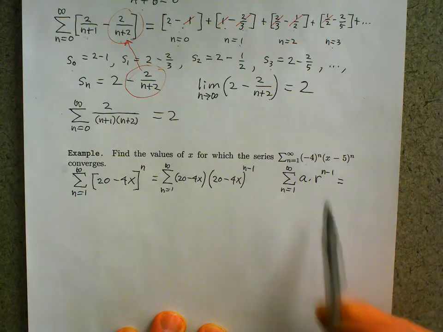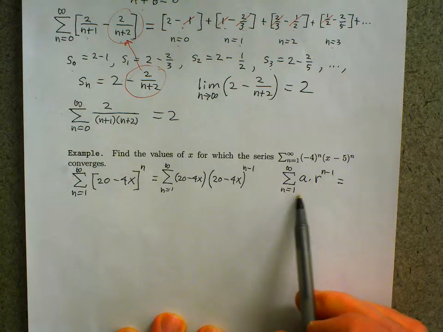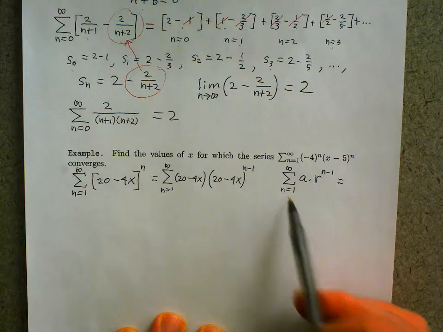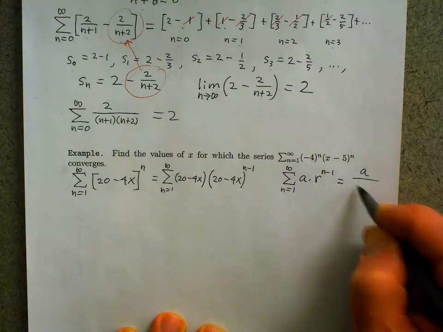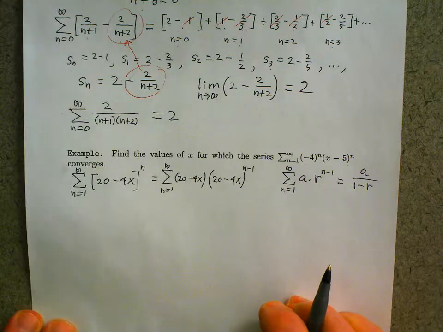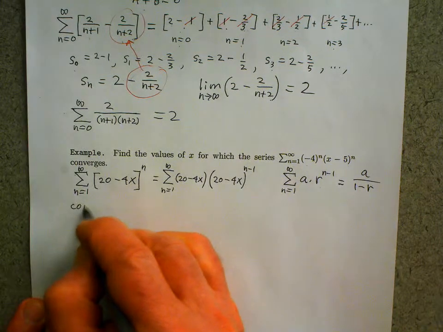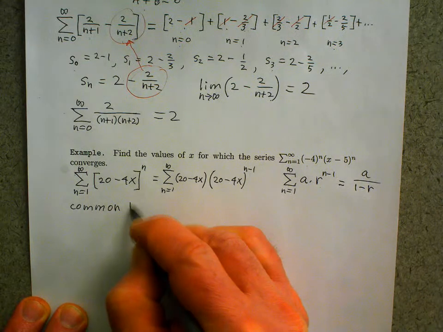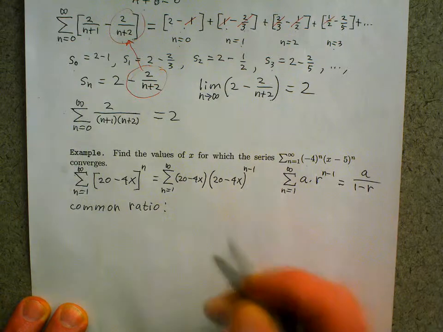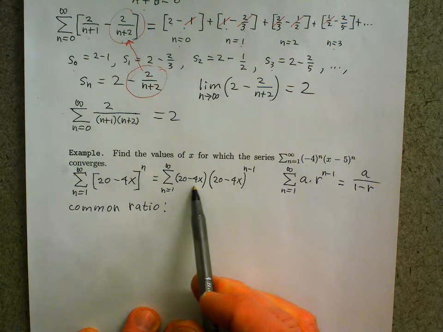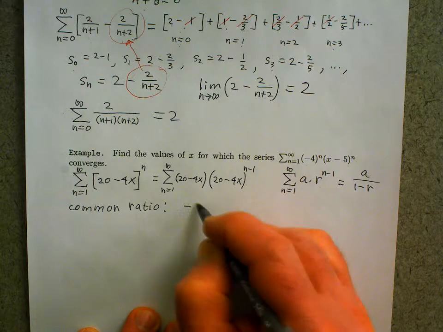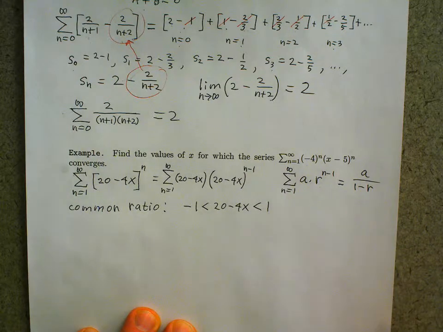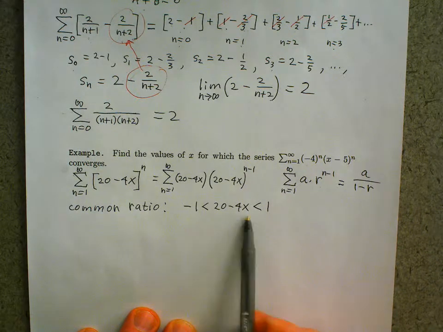And then eventually we'll use the formula: the geometric series of a times r to the n minus 1 as n goes from 1 to infinity is a over 1 minus r. So first, the common ratio has to be between -1 and +1 if it's going to converge. So let's write -1 is less than 20 minus 4x, which is less than +1. And then we just solve this compound inequality.